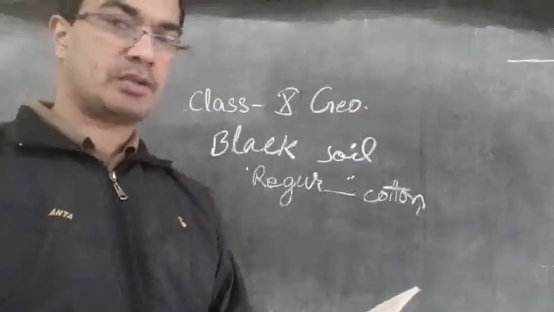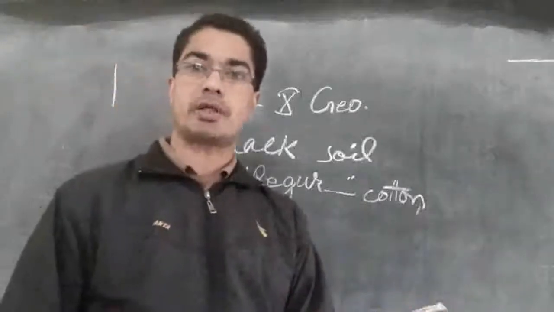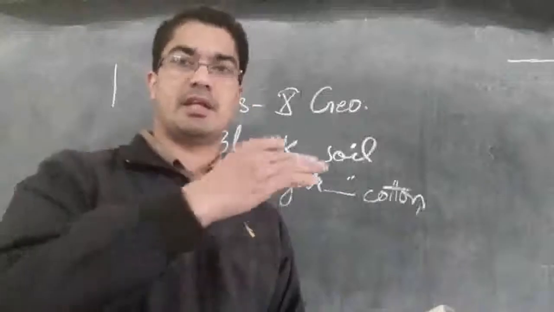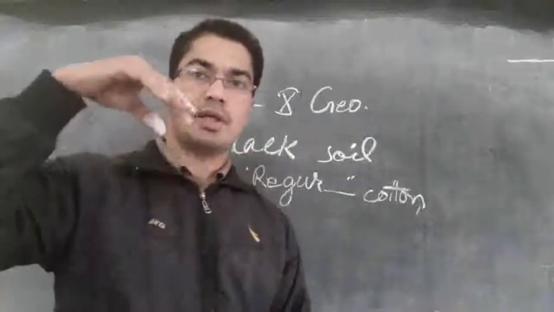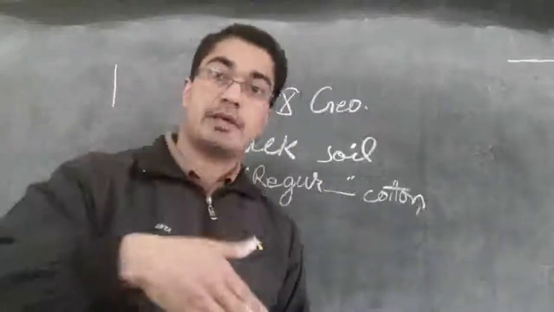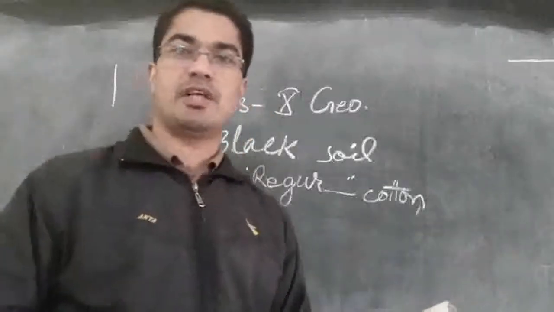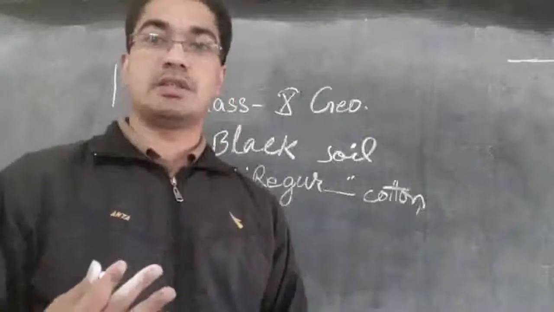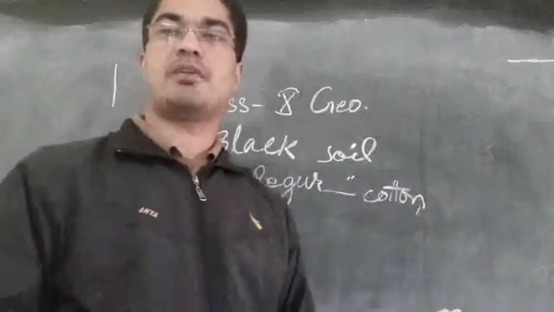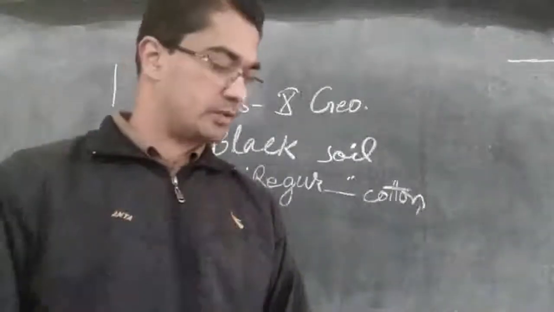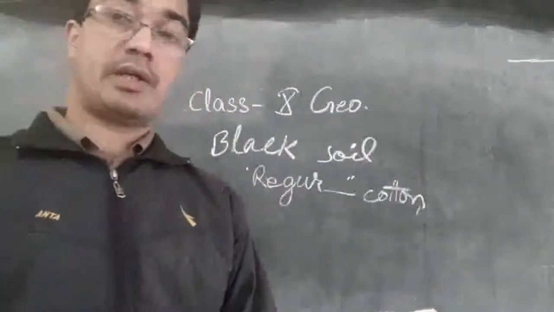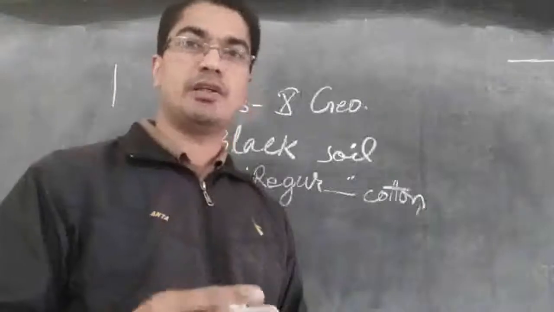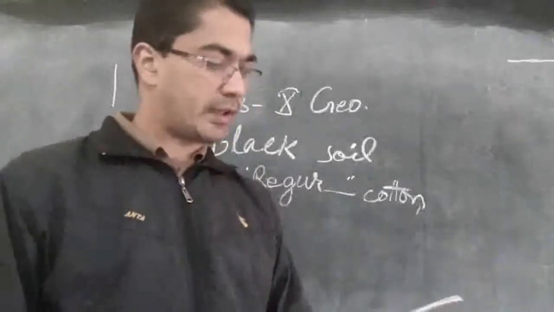So when there is a hot climate, a lot of cracks are developed in the black soil. Through these cracks, air can enter into the soil, and that way the soil is always supplied with air. So that is one advantage. That is called aeration. Air is able to enter into the soil through these cracks.